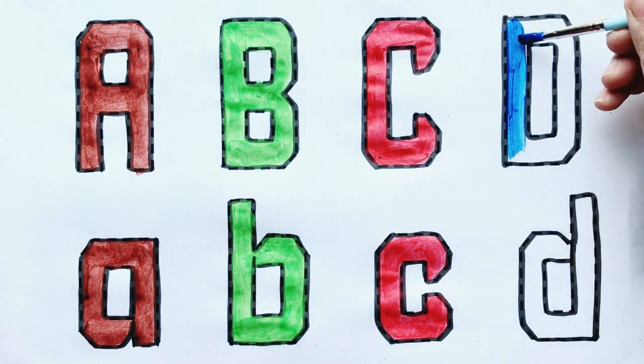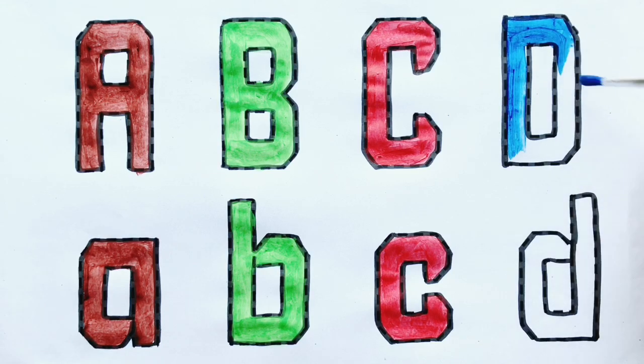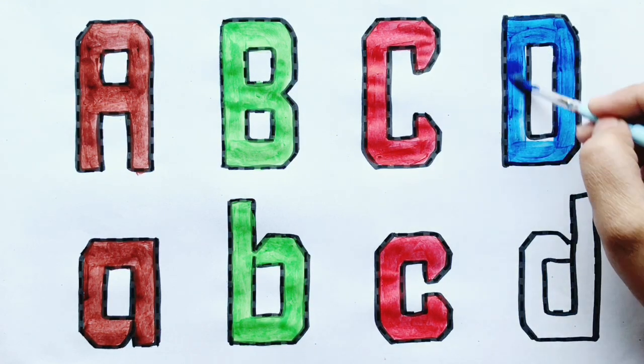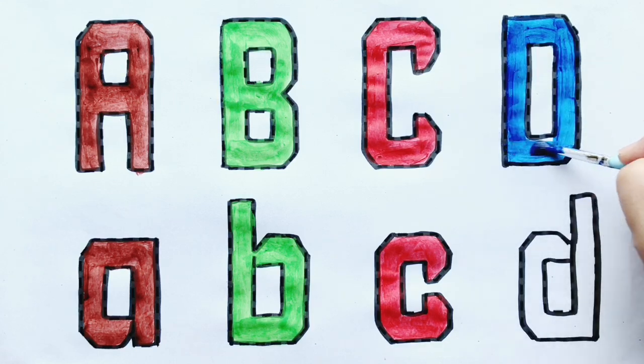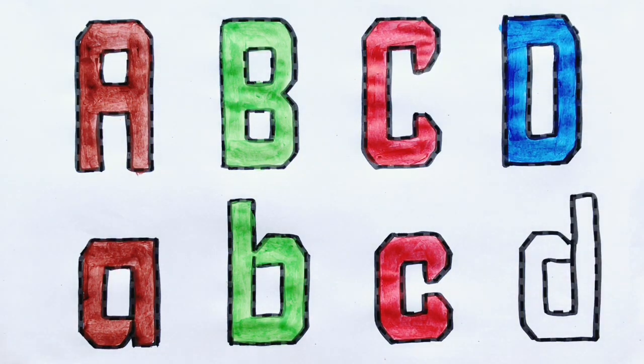Blue color. Uppercase letter D. D for dolphin. Alligator. Ant. Amazing. Art. Apple. Angel. Address. Animal. Answer. April. Autumn. Ambulance. Airplane. Arrow. Alligator. Ant. Amazing art. Lowercase letter D. D for door.